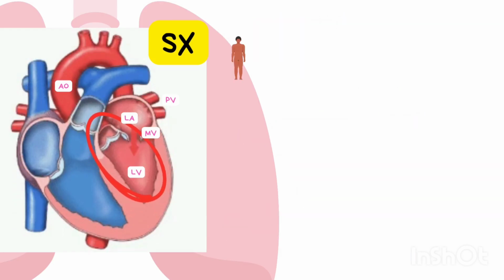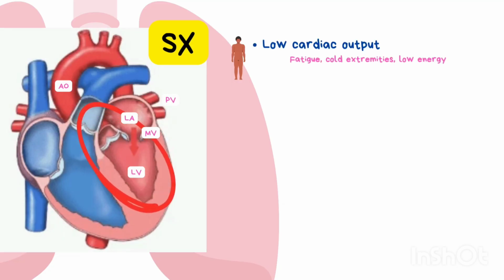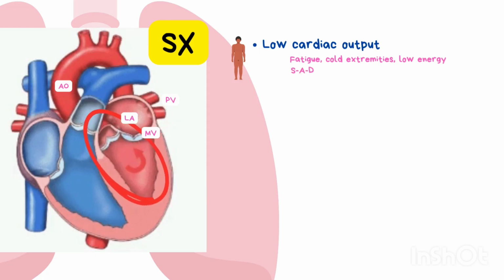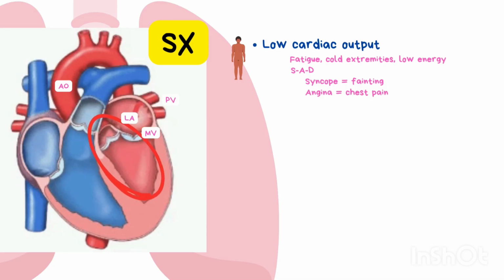Meanwhile, less blood is making it through to the left ventricle, and ultimately, less oxygen-rich blood is reaching the body. This leads to fatigue, cold extremities, and exercise intolerance. When the demand for oxygen rises, like during a workout or even walking upstairs, the heart can't keep up. That's when SAD kicks in: syncope, or fainting due to lack of blood to the brain; angina, or chest pain from inadequate oxygen to the heart muscle; and dyspnea, which again is breathlessness, from both lung congestion and low cardiac output.